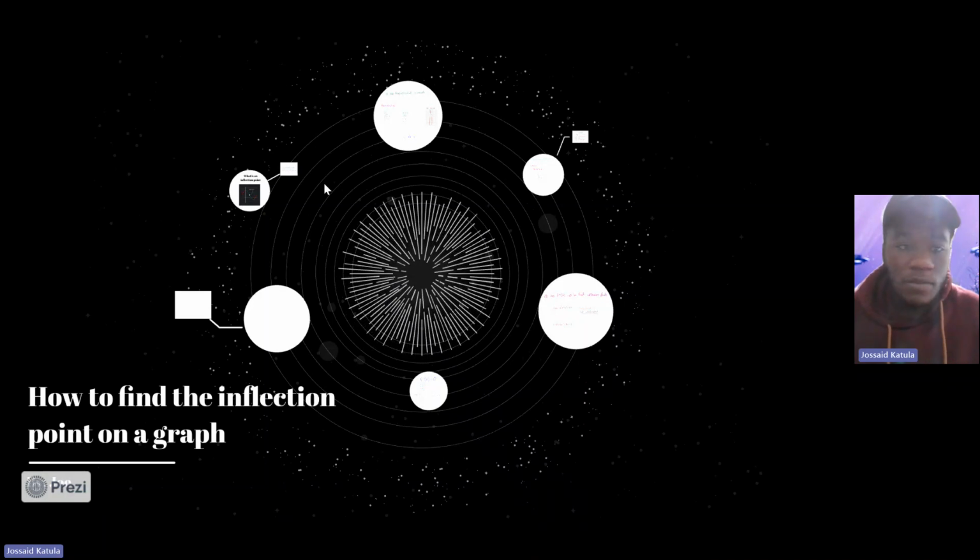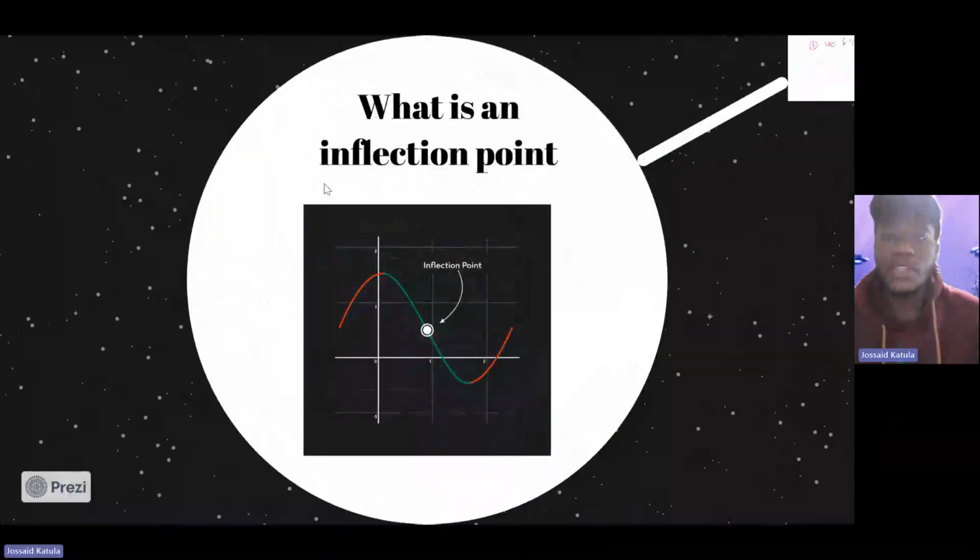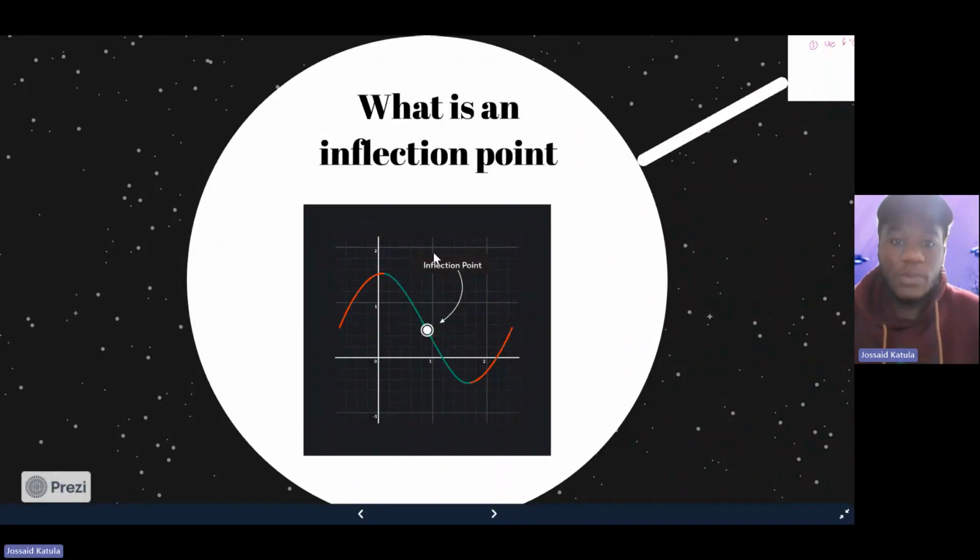Today we'll be finding out how to find an inflection point on a graph. So, what is an inflection point? An inflection point is where the graph goes from being concave down to being concave up, and vice versa. So, it's not exactly the min or the max, but we'll find out how to get that as well.